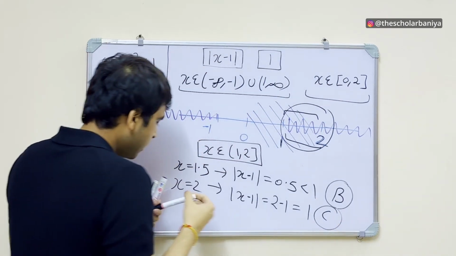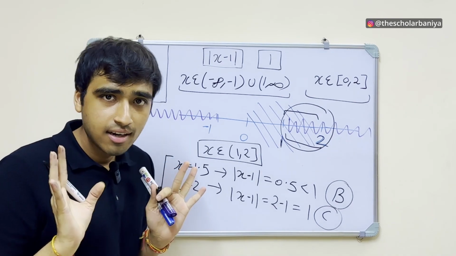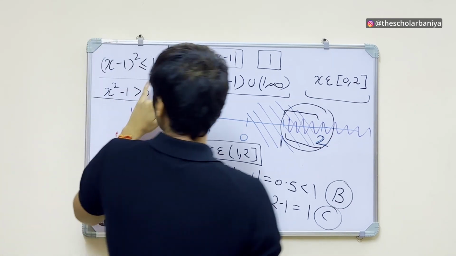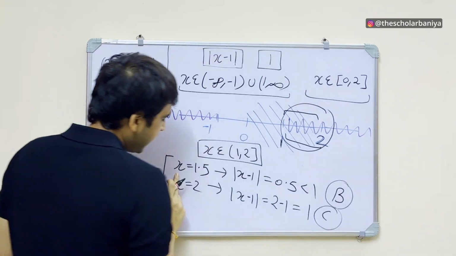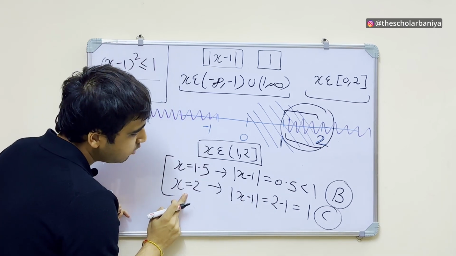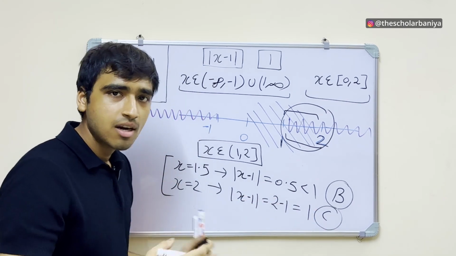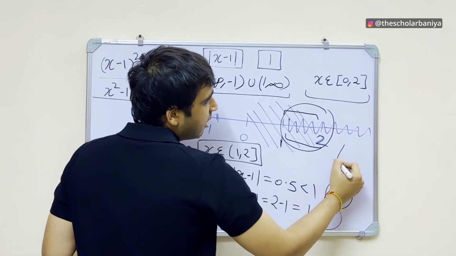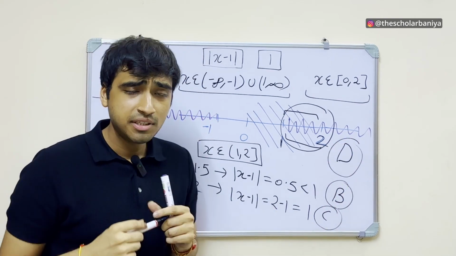So basically, these two values of x are satisfying both of these equations. So we can take these values of x. So when we take this value of x, we get the answer B. When we take this value of x, we get the answer C. So sometimes the answer is B, sometimes the answer is C. So the final answer becomes D. I hope this should be clear.